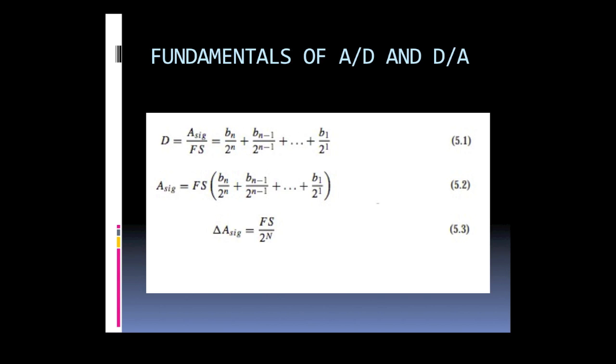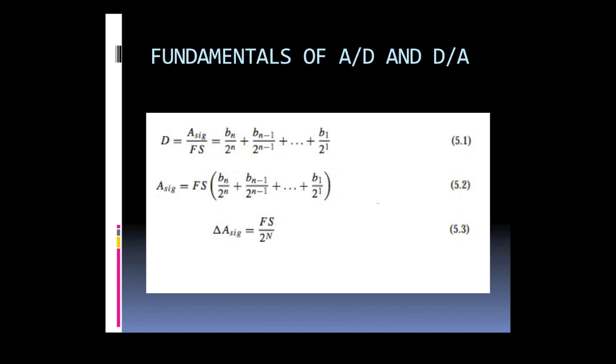Analog signals can be given as either a voltage signal or a current signal, depending on the signal source. The output of an A to D converter is an n-bit digital code given by equation 5.1, where A sig is the analog signal, Fs is the analog full-scale level, and B sub n is a digital value of 0 or 1. Therefore, an n-bit D to A converter transfer equation would be given as in equation 5.2, where A sig is the analog output signal, and the digital code becomes the input.